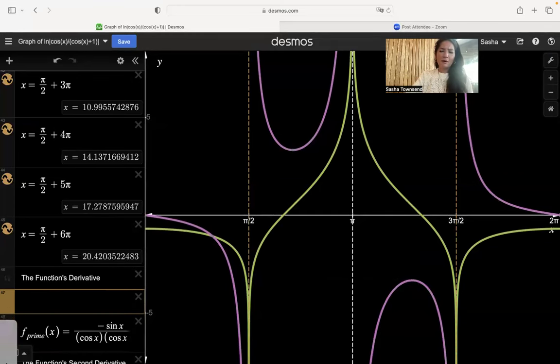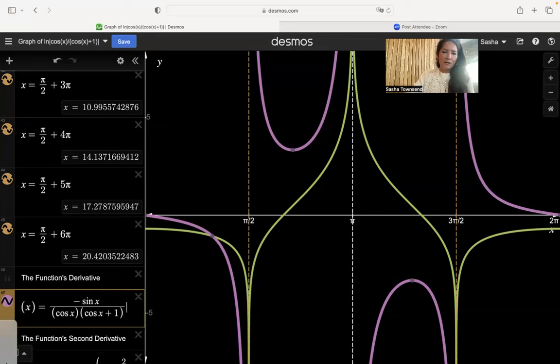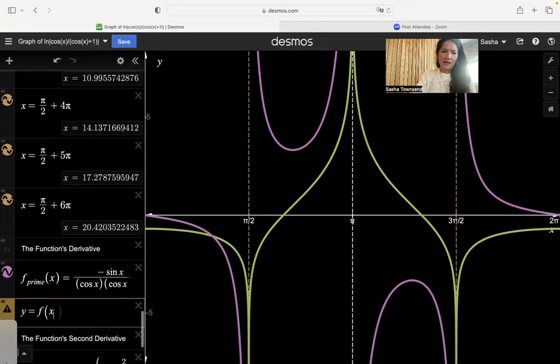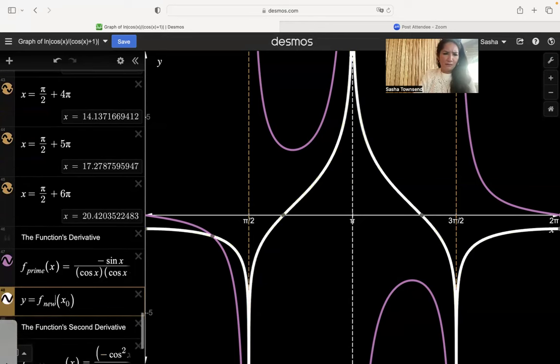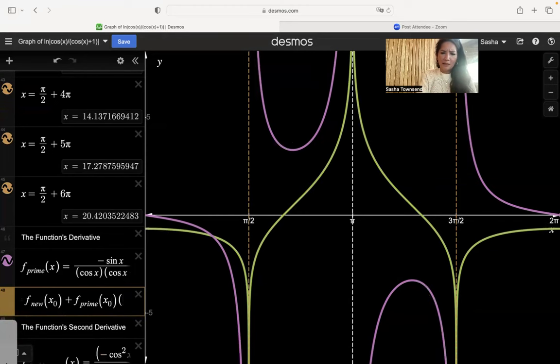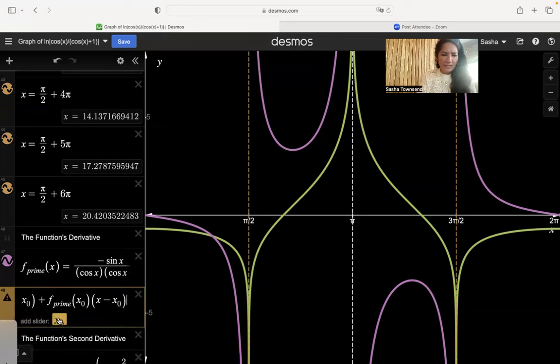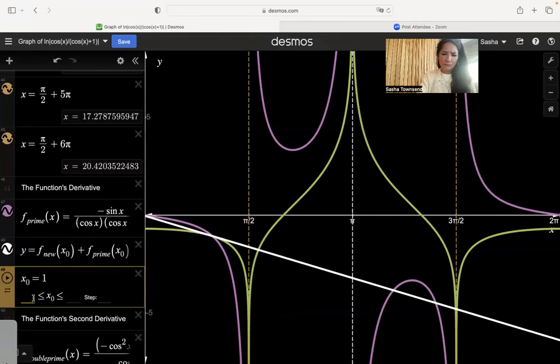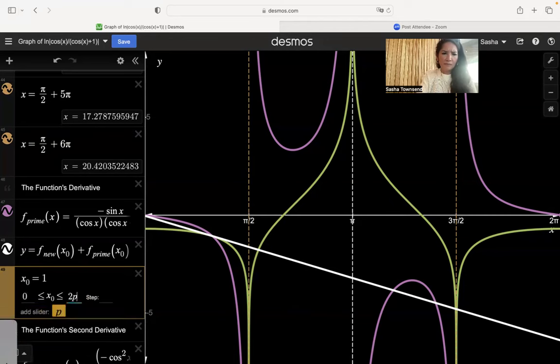So we don't have to, but if we wanted to, I always like to do this. We could graph a tangent line. Let's graph y equals f of x naught, and I think I called it f nu because I had f in multiple places, plus f prime at x naught, and then we multiply by x minus x naught. We add a slider for x naught. Let's let x naught go between, let's just say, 0 and 2 pi.